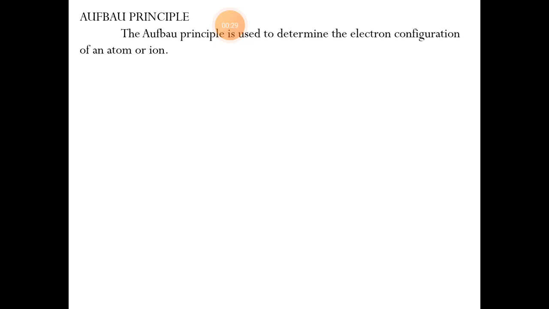Now, when these electrons revolve around the nucleus, there are different energy levels, and these different energy levels are called orbits. This Aufbau principle is used to distribute the electrons into the different orbits. In the German language, Aufbau means to build up.